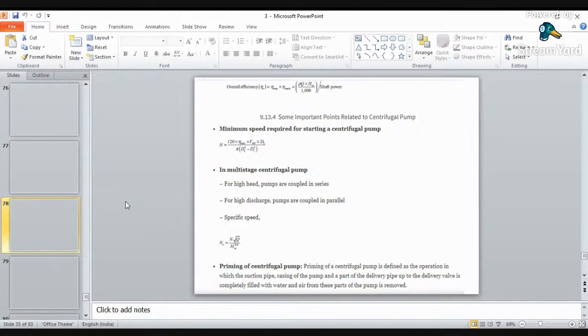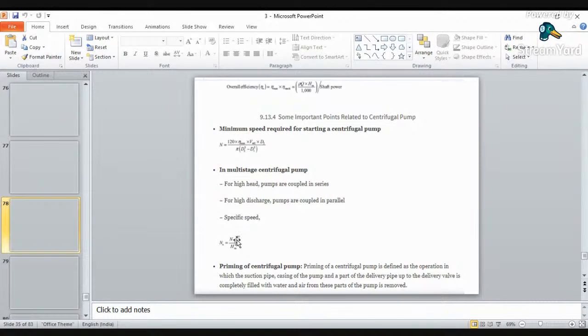rho g Q H by 1000. Okay, rho g H. Now here H is head. So for a pump, you have to take the summation of both the heads, that is, the summation of suction head plus the summation of delivery head. Okay, so your H quantity over here will be your Hs plus Hd, that is, the suction head plus delivery head.